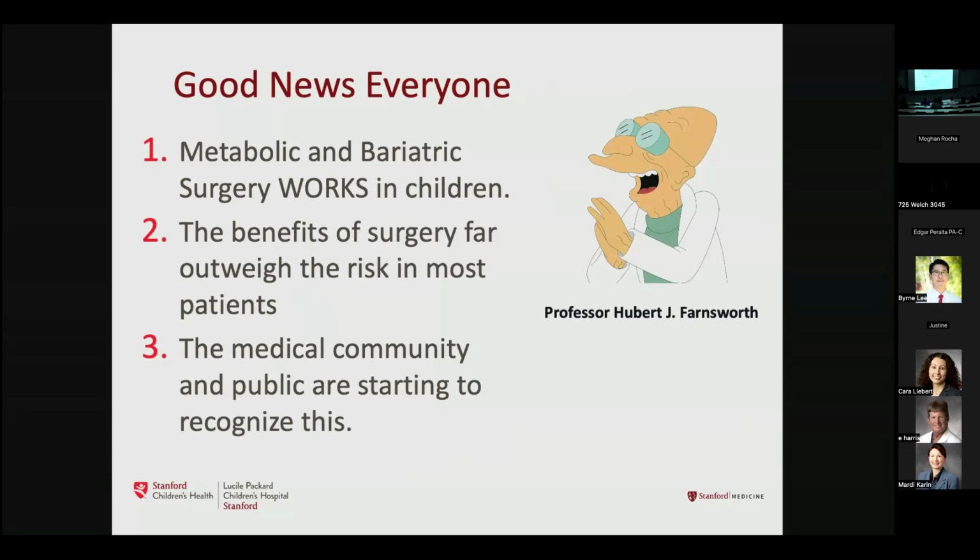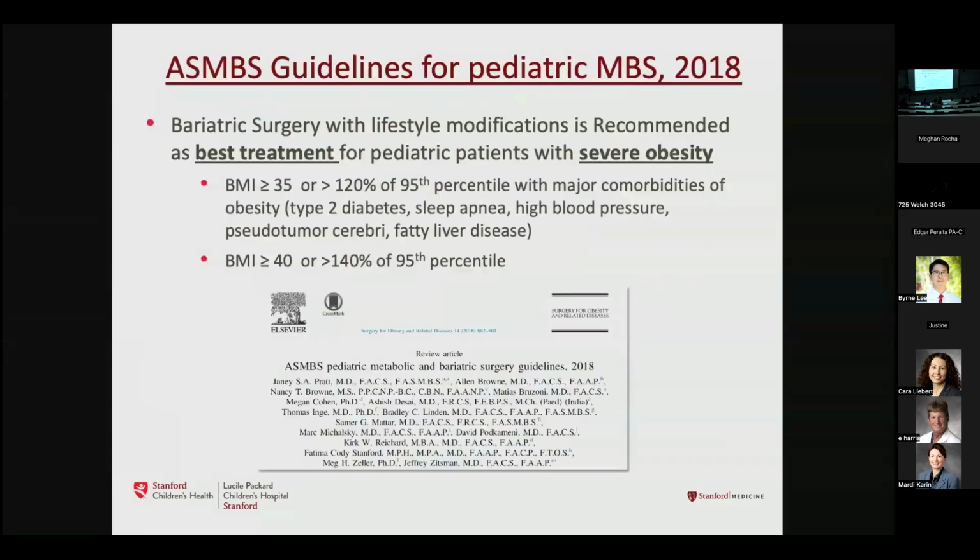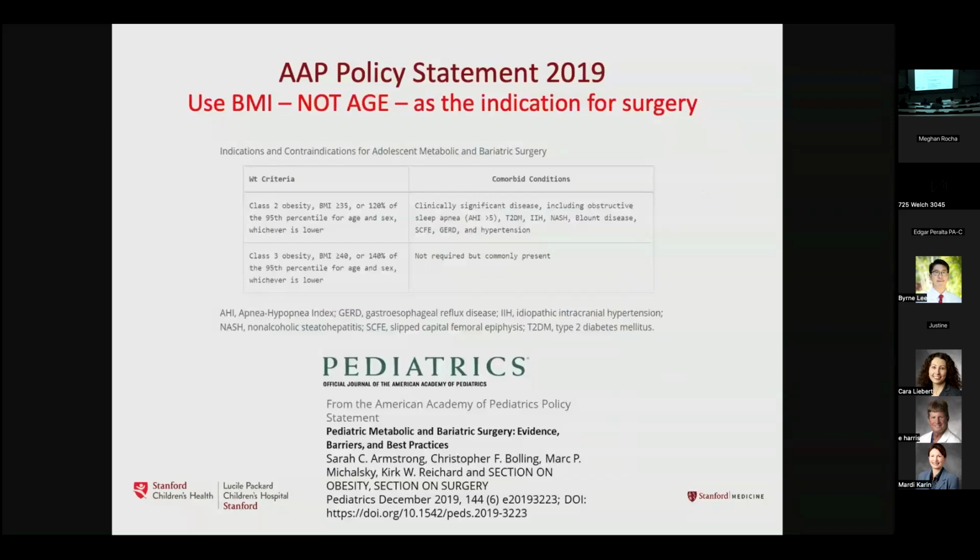The ASMBS guidelines recommended surgery as the best treatment for severe obesity. Of course, I wrote them, so I could say that. They recommend it for a BMI of 35 or 120% of the 95th percentile with a major comorbidity, or a BMI of 40 or 140% of the 95th percentile. Since then, in 2019, the American Academy of Pediatrics came out with a position statement, and they basically supported the same exact criteria. And they said that age should not be an indication against surgery. In other words, we shouldn't be using age, we should be using BMI, which makes a lot of sense.